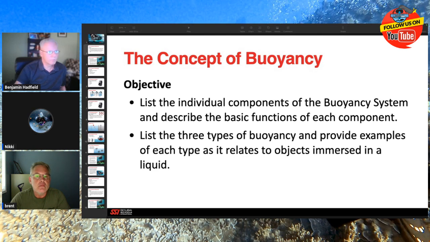And anyways, so our objective tonight is going to be able to list the individual components of the buoyancy system and describe the basic functions of each of those components. And then we're also going to be able to list the types of buoyancy and provide examples of each type as it relates to an object immersed in a liquid.